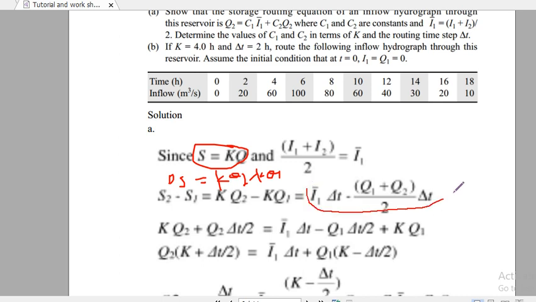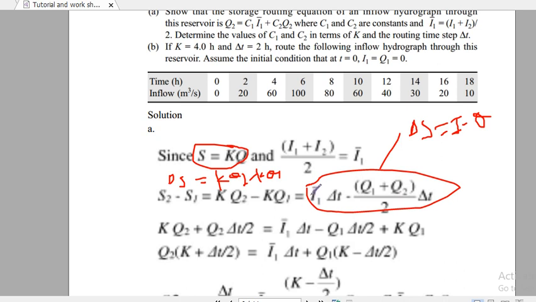This is a continuity equation, or water balance equation, when you consider the catchment area. The change in S is equal to inflow minus outflow. That means the inflow minus the outflow is equal to the rate of storage, the change of storage. Yes, this is that formula. Then S2 minus S1 is equal to Q2 minus Q1 is equal to I bar change in T minus Q bar change in T.